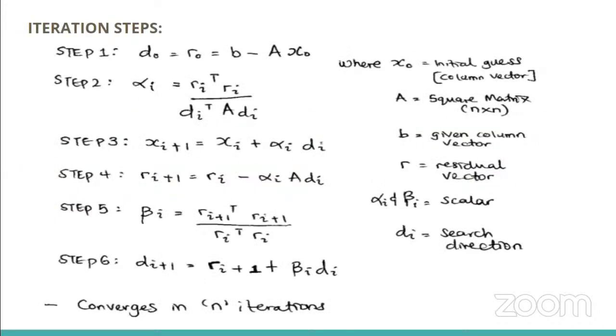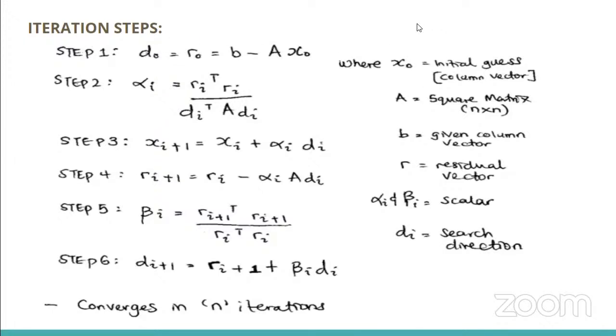So let's go into the iteration steps. What we want to do is get a point at which our x converges as the number of iterations increases. So that's the end goal. These are the iteration steps, and you can see we have 6 steps.